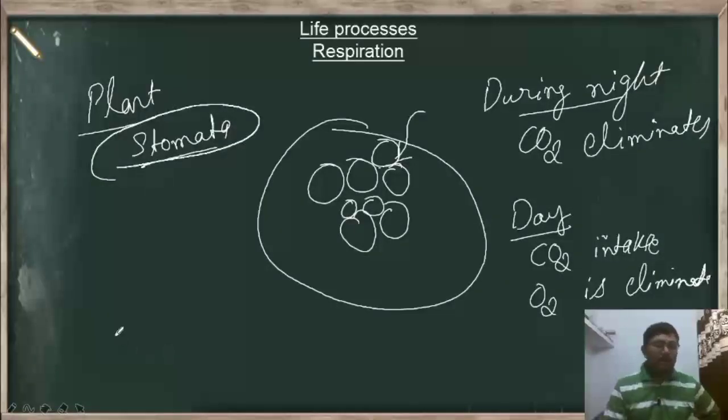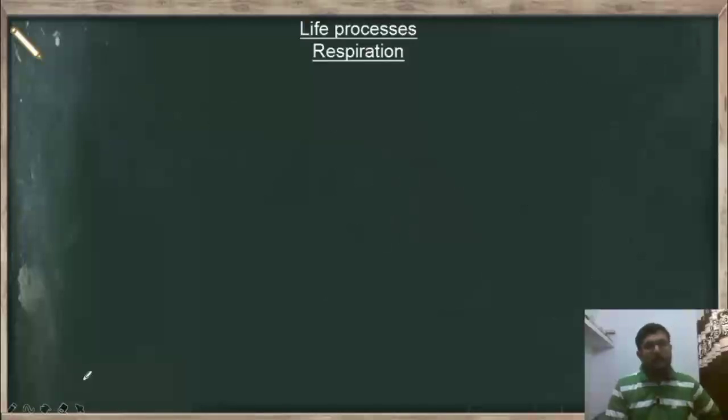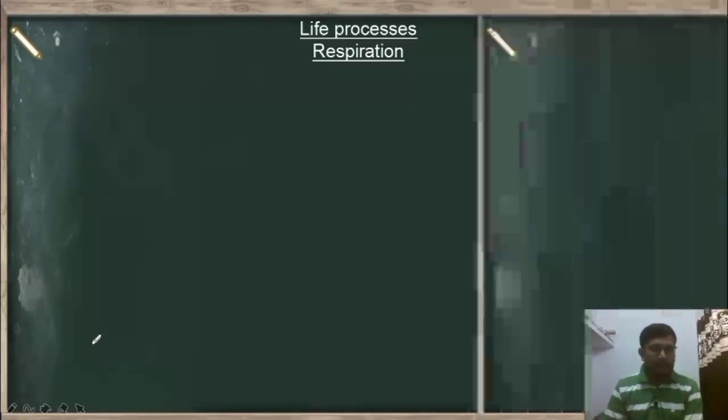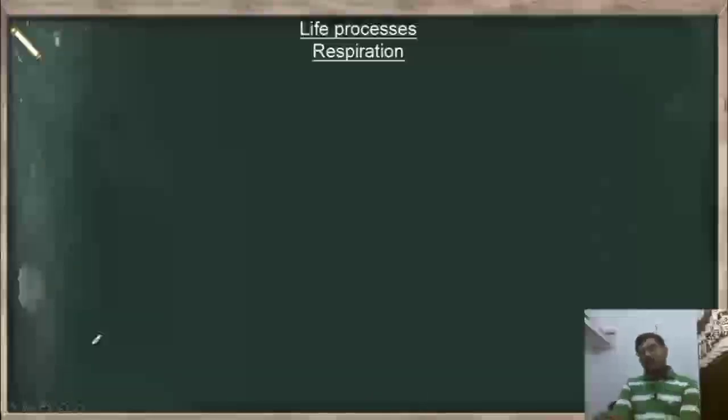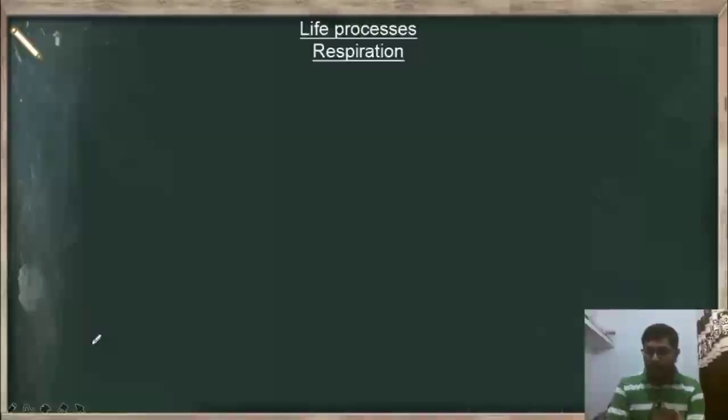Now when it comes to animals, the terrestrial organisms get oxygen from the atmosphere. Now we will discuss terrestrial organisms as well as aquatic organisms. First we will take the aquatic organisms. As you all know, fishes, right? So what happens in fishes? You have seen fish in an aquarium.